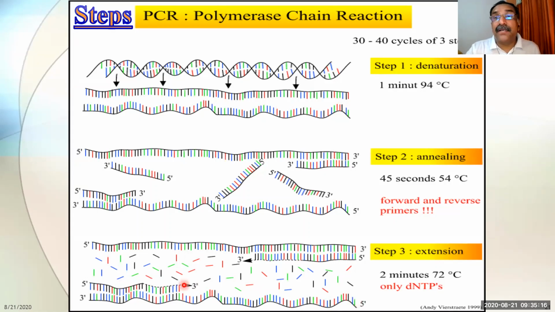And this is the third step. That means the growth of the new strand, the extension of the new strand. And this process we call extension. So step number 3 is known as extension. So what is step number 3?